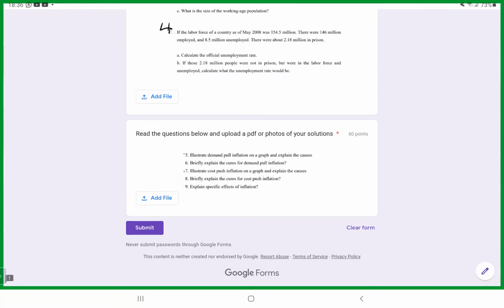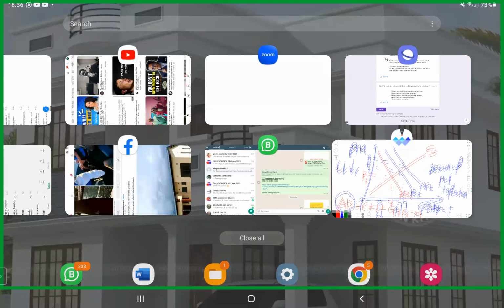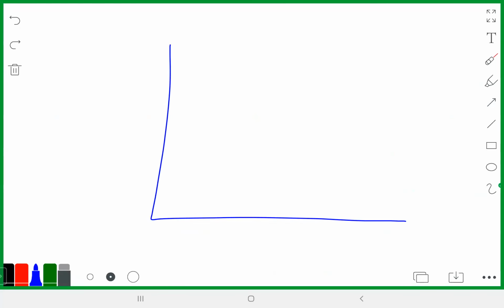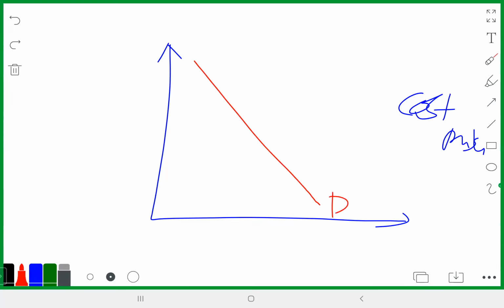We are okay. Illustrate cost push inflation on a graph and explain the causes thereof. So for cost push, this is the kind of inflation that is influenced by what? By changes in the cost of production. Assuming demand is constant, aggregate demand. Then we have aggregate supply, right?